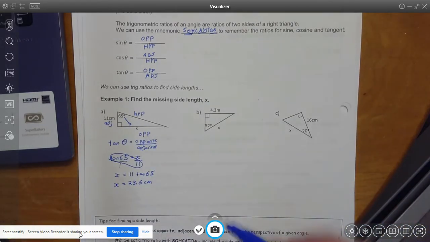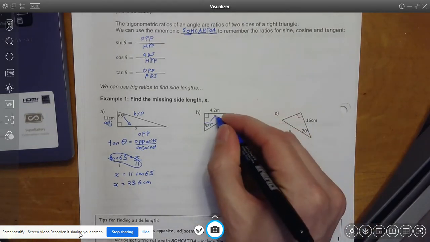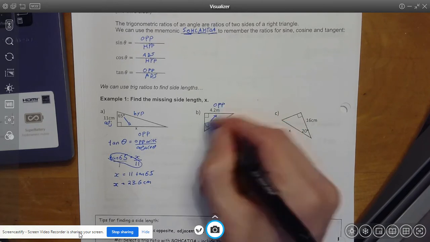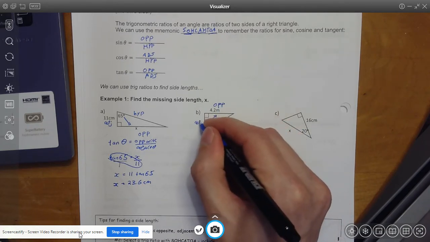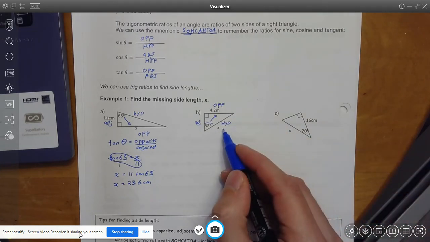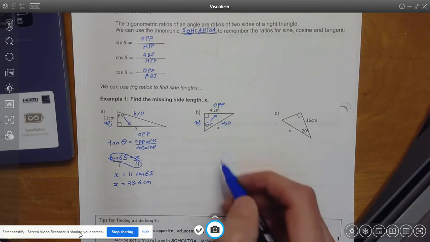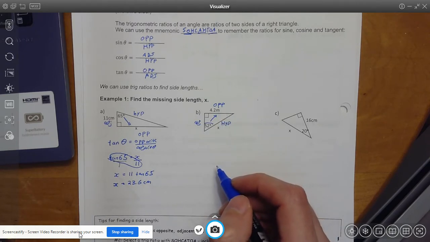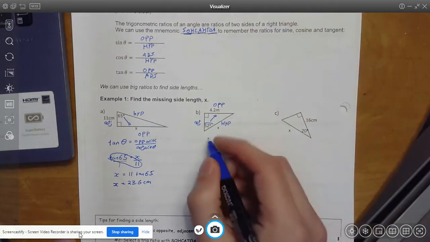Let's just do one more example for finding a side length. Again, here's my reference angle, 52 degrees. So I'm going to start by labeling opposite. Hypotenuse is my longest side, and then adjacent is the third side. Okay, so I want to know the hypotenuse, and I already know the opposite. So opposite and hypotenuse. Well, which ratio uses opposite and hypotenuse? Well, it's my sine ratio.